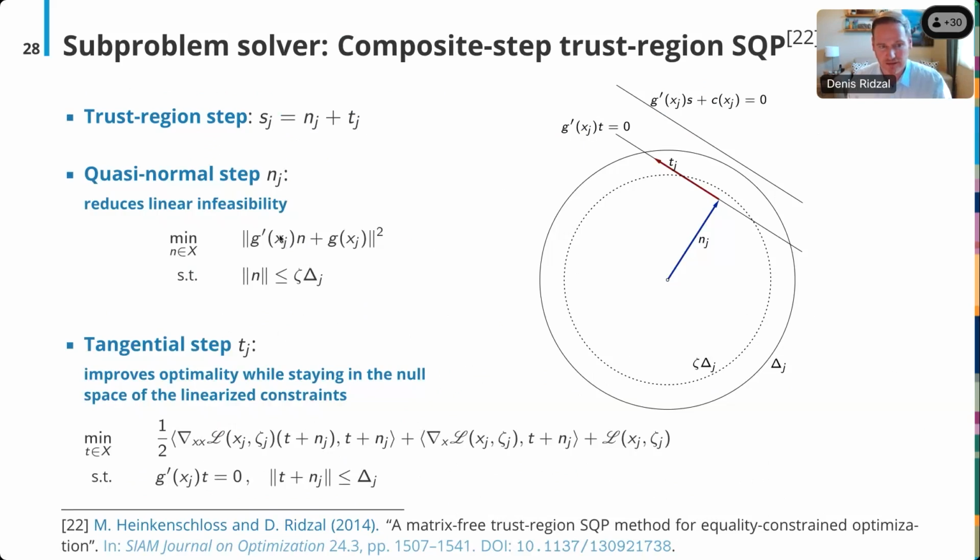Sorry for the change of notation here. X is just an optimization variable, not the vertex coordinates. And so we have this quasi-normal step, Nj, that takes us toward the linearized constraint, and then we take a tangential step, Tj, that stays as much as possible in the null space of the linearized constraint while trying to improve optimization metrics, so reducing our objective function. And that is done based on a quadratic model of the Lagrangian. So this is where quadratic programming comes in.